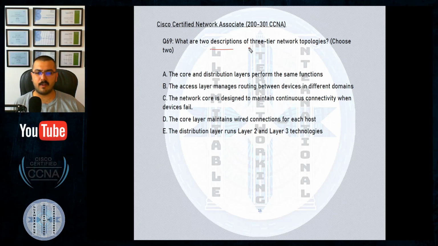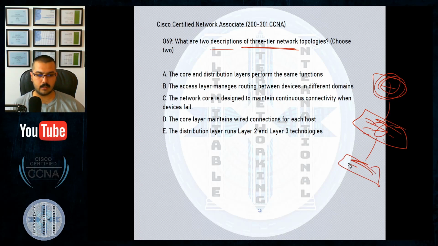What are two descriptions of a three-tiered network? You know that when there is a core connected to distribution or aggregation that is connected to the access layer and so on. Okay, so the core and distribution perform the same function? No. The distribution is about fast convergence from the access to the core. The core is about internet and data center and servers and so on. This is completely different. The access layer manages the routing? No, mostly the access layer is layer 2, not about routing.